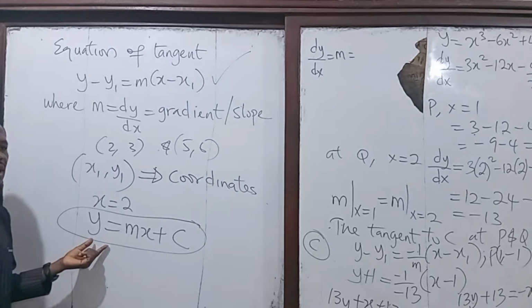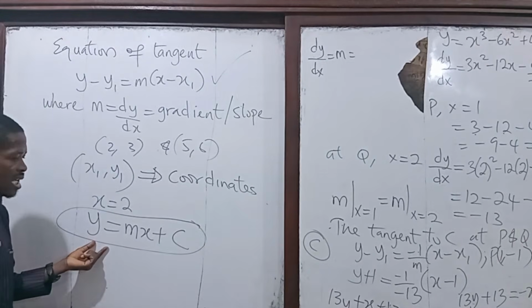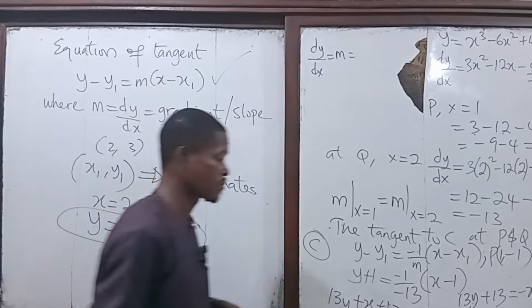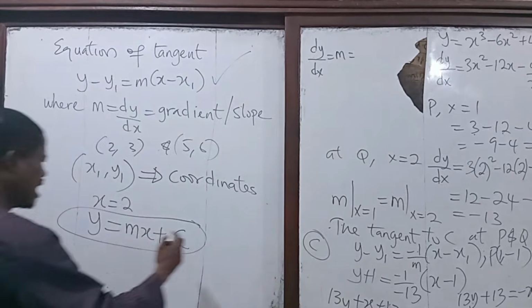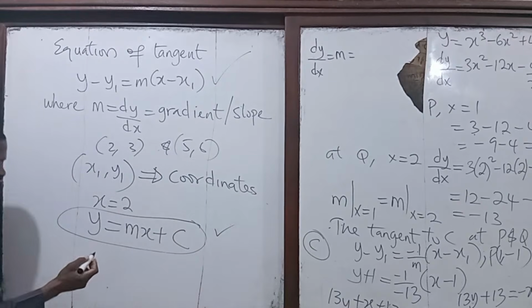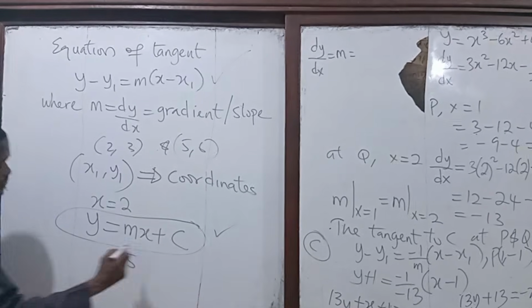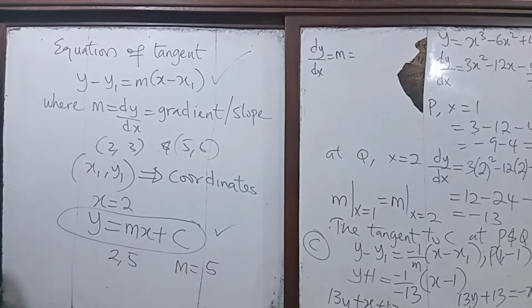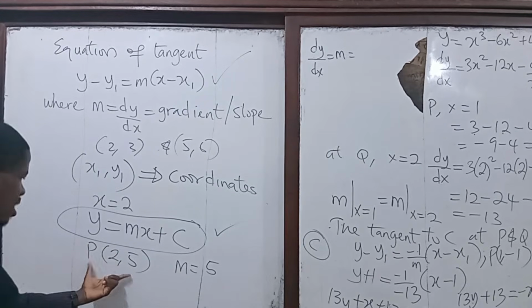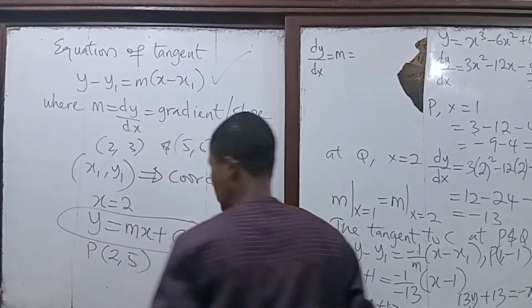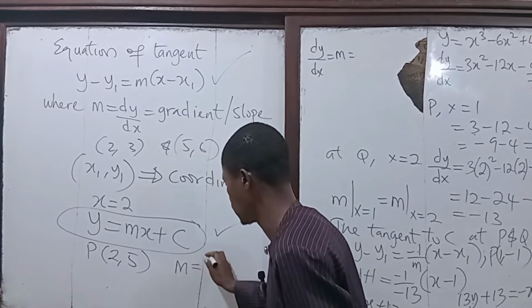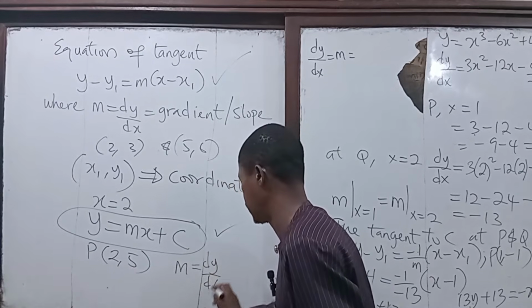This is the slope-intercept form. You can use this form. Let me quickly buttress this. Imagine you have (2,5). You have your m as 5, for example. Okay, you have your points. Let's call the point P. Point P, you have (2,5). You have your dy/dx, your gradient.